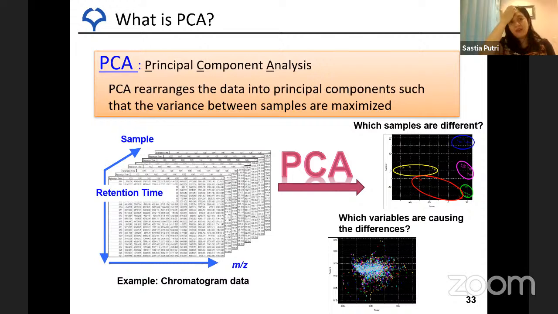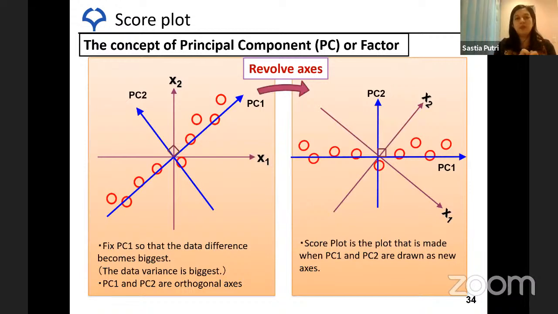So here we have the samples and we have the retention time, we have the m/z, and then we would like to take multiple factors at once because all of these samples have different retention times of the metabolites, different m/z, and different total ion intensity. And then we could do something from this really complex data. The PCA can just maximize the variance between samples so that it will be fixed into PC1, so that the data difference becomes the biggest and the data variance is biggest along principal component 1. And here we could have what we call a score plot. This is a plot that is made when PC1 and PC2 are drawn as the new axes.